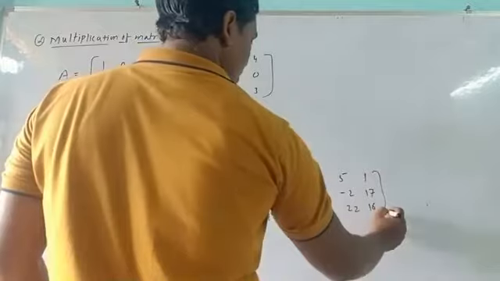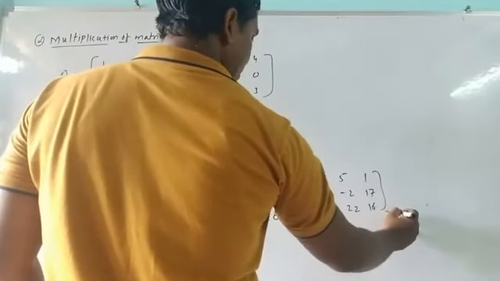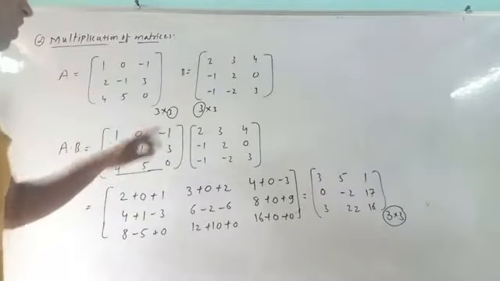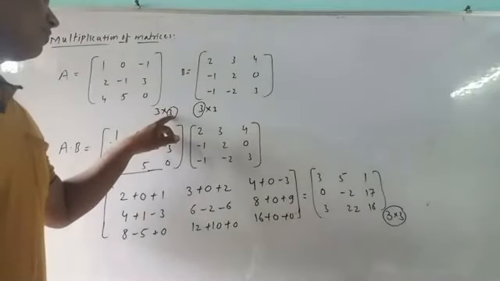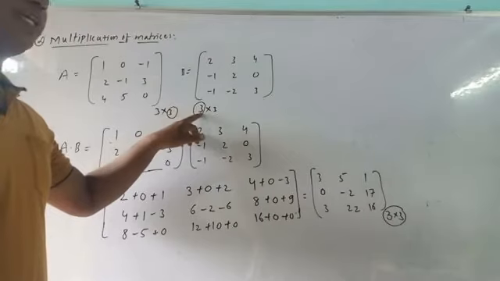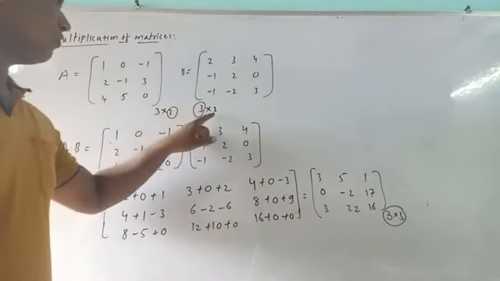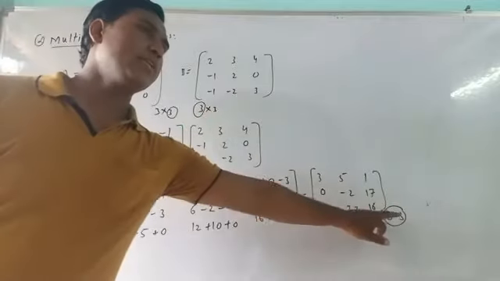And what is observed here? The order of the new matrix is 3 by 3. It is the third step. After multiplication, if the number of columns in the first matrix is equal to the number of rows in the second matrix, then the order of the new matrix will be 3 by 3. So it is 3 by 3. It means we are correct.